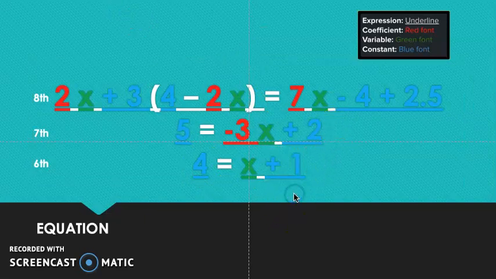So there you go. As you do your writing, remember an equation is a number sentence that is solving for an unknown value. And see here, you can figure out the difference between an expression, a coefficient, a variable, and a constant.